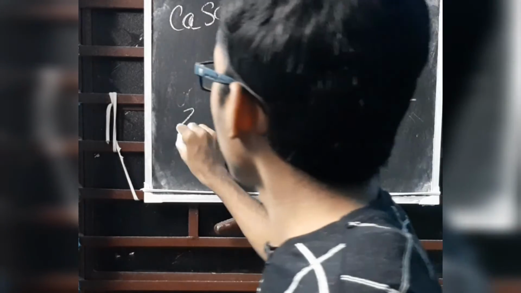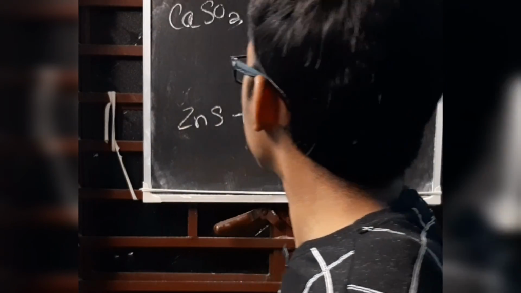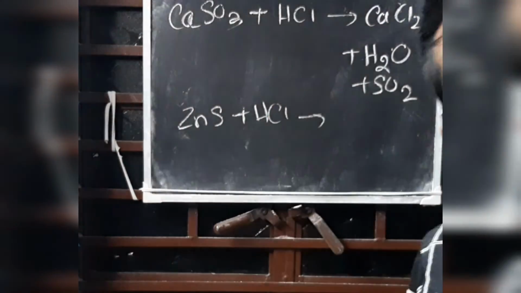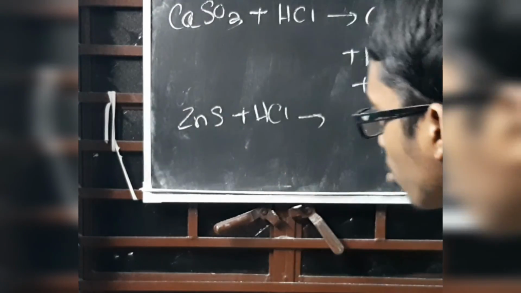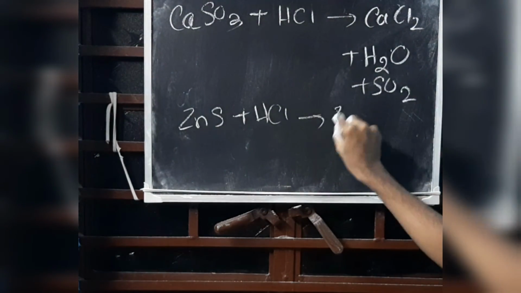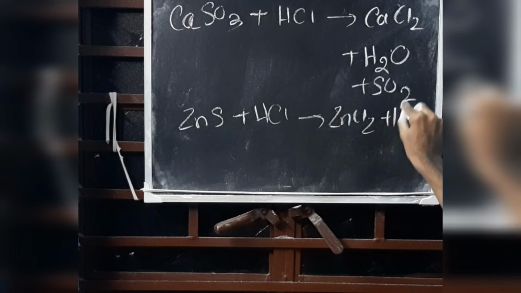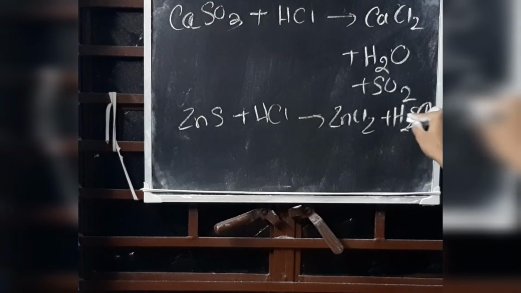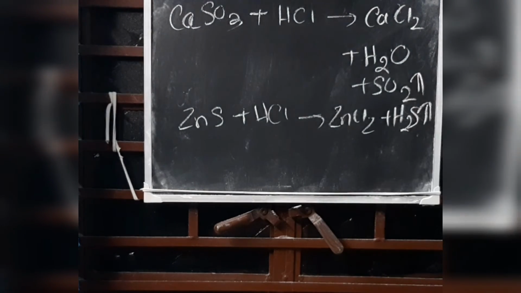Next is sulfide decomposition. If I write ZnS plus HCl, you get rotten egg smell, which is the observation. So what will be formed? ZnCl2 plus rotten egg gas, H2S. Clear? This will escape. So H2S gas. Understood?